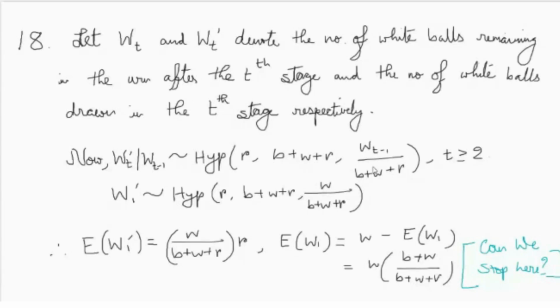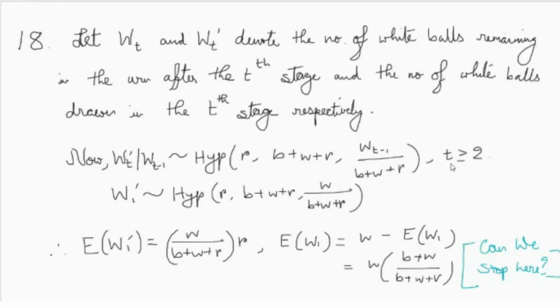And so the proportion of white balls in the urn after t minus 1 stages is Wt minus 1 by b plus w plus r. And W1 dash, that is the number of white balls drawn in the first stage, is hypergeometric (r, b plus w plus r, w by b plus w plus r) by similar arguments. And from W1 dash, you can recursively define Wt dash given Wt minus 1. So this expression is essentially for t greater than or equal to 2.